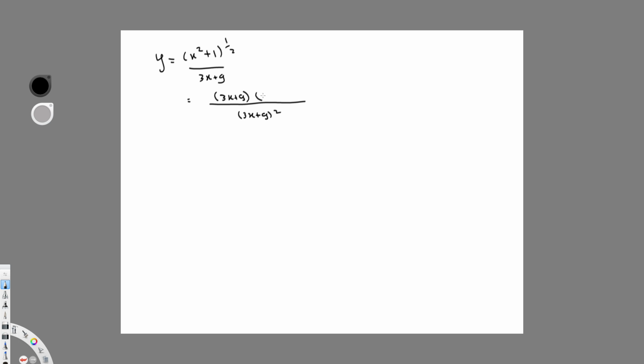And the derivative of the top is going to be the derivative of (x square plus 1) to the power of half. Then I have to deduct. Now I have to find the derivative of the bottom one, so let's put the top one first: (x square plus 1) to the power of half multiplied by the derivative of 3x plus 9. So this is the quotient rule.